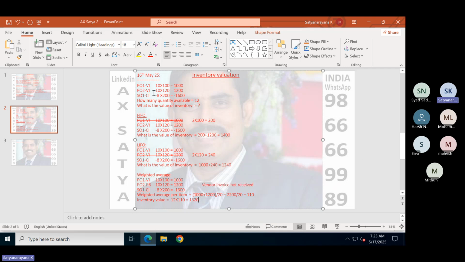If it is a FIFO, system will assume like material is going out from here, remaining 2 quantity at the rate of 100 is 1400. If it is a LIFO, material is going out from here. If it is a weighted average, it is 1000 plus 1200 divided by 20, it is 110. Then this is the one.